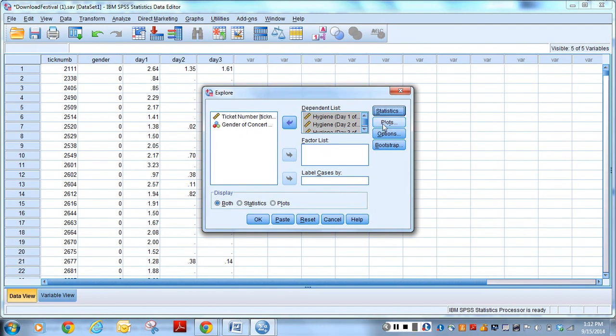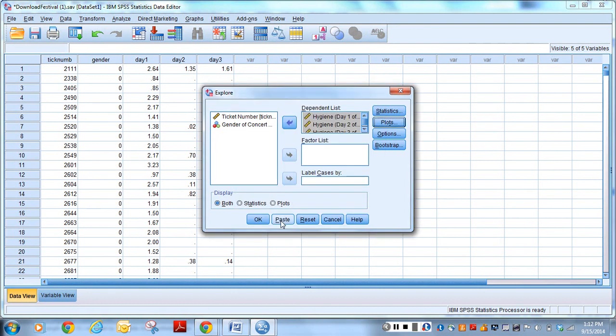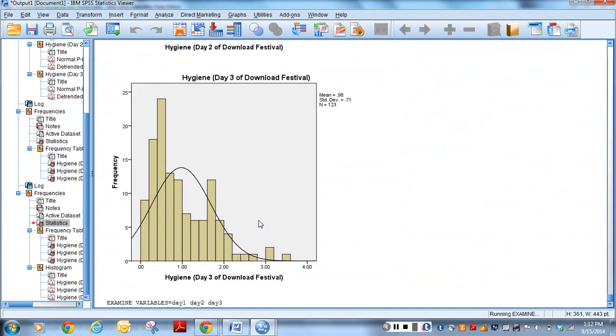And then let's click on Plots. Now we want to select Normality Plots with Test. This is the option that you need to choose in order to look at your KS test results. So let's click Continue, and let's go ahead and click OK.